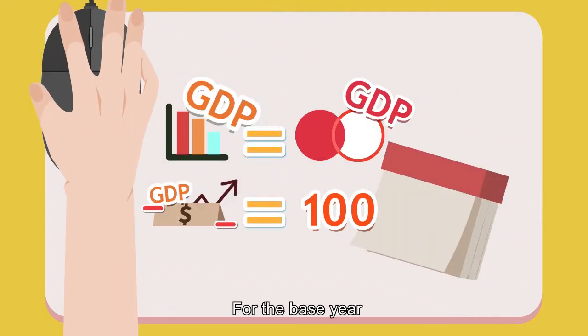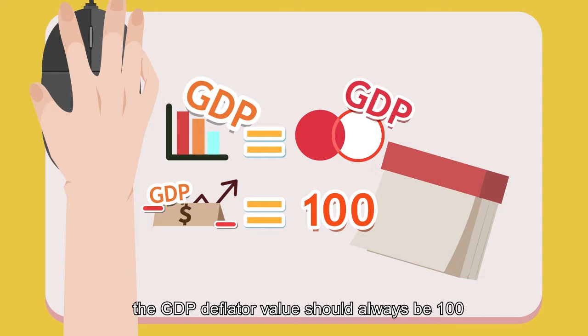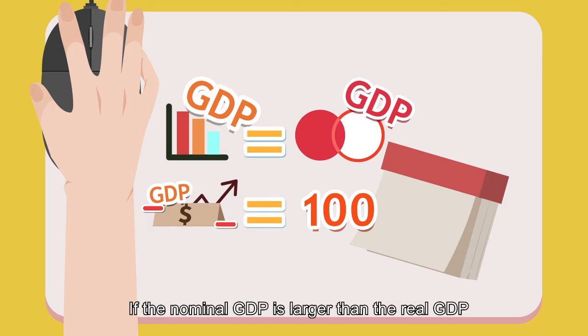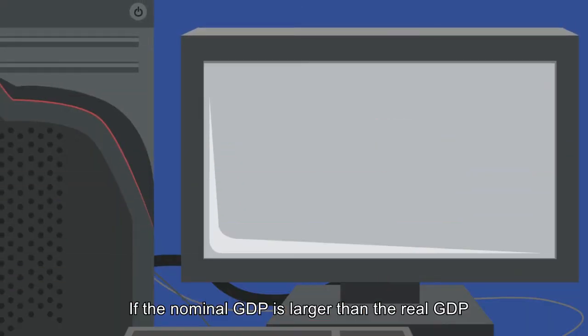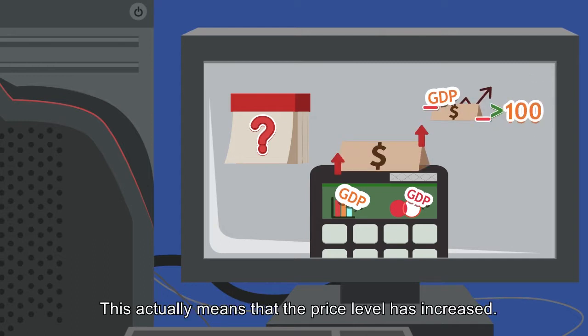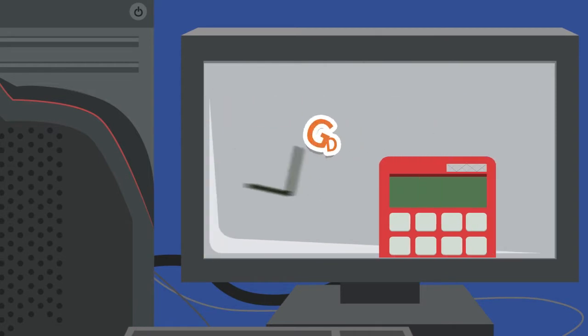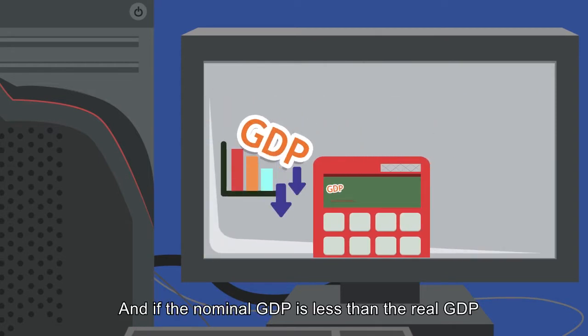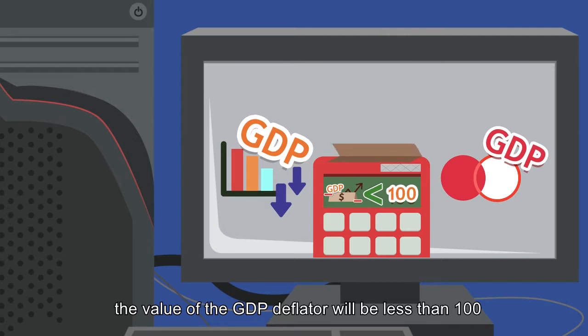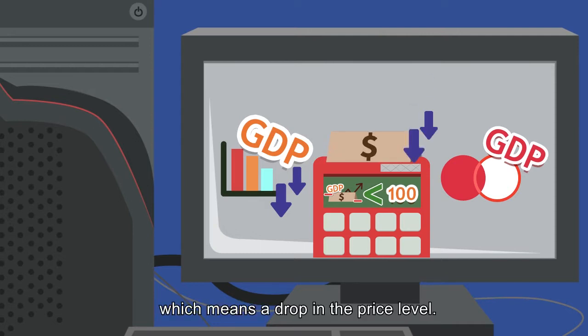For the base year, the GDP deflator value should always be 100 as the nominal GDP must be the same as the real GDP by definition. If the nominal GDP is larger than the real GDP, the GDP deflator obtained will be greater than 100. This actually means that the price level has increased. And if the nominal GDP is less than the real GDP, the value of the GDP deflator will be less than 100, which means a drop in the price level.